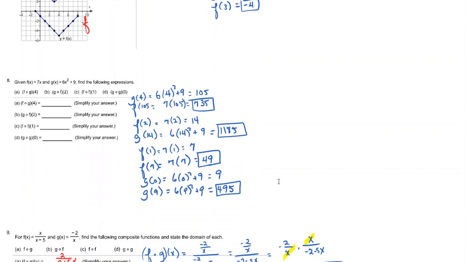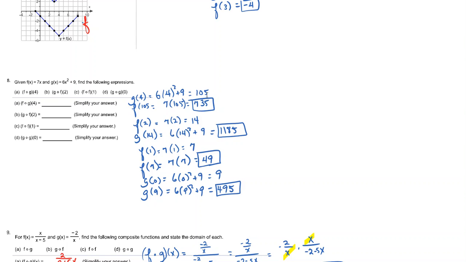You should also be able to do these where you're plugging into the function. You don't have a table, you don't have a graph. You've got two equations. F of x is 7x, g of x is 6x squared plus 9. So if we were doing the first one, g of 4 means we're going to put 4 into this guy. So I did that here. 6 times 4 squared plus 9, that's 105.